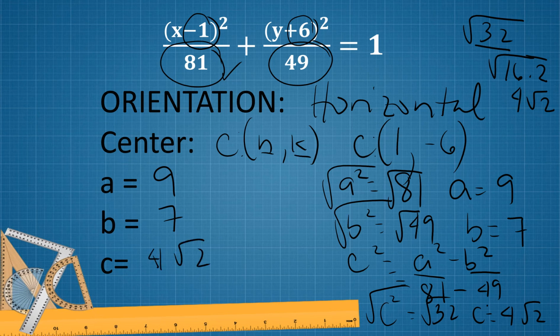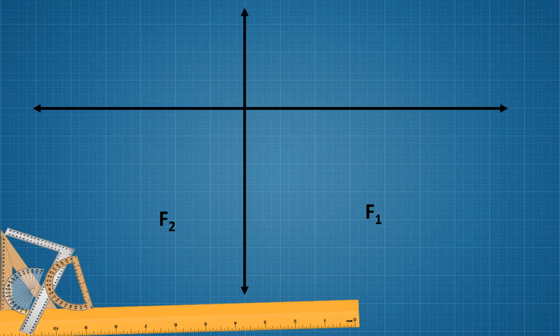Now, in order for us to know the parts of an ellipse, we're going to use the graphing method. So again, what we are going to do is to use the graphing method in order for us to identify the parts of an ellipse. The first thing that we need to do, we're going to rewrite a equals 9, b equals 7, c equals 4 square root of 2, or approximately equal to 5.66, and the orientation is horizontal. Now let's plot the center. The center is located at 1, negative 6. So therefore, we have 1 here and negative 6 here.